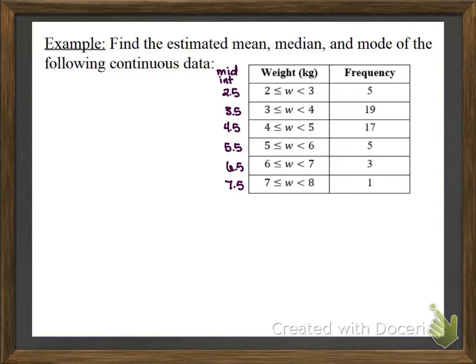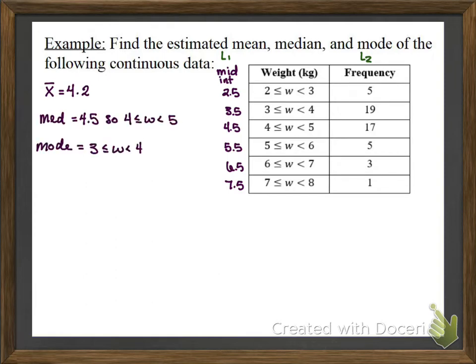So how we got that? For that first group, our lower bound is 2, our upper bound is 3. So 2 plus 3 is 5. 5 divided by 2 is 2.5. Do the same thing for every single group. That's how we get our mid-intervals. Those go in L1. Frequency goes in L2. Make sure you link that frequency list in when you do your 1-bar stat, and we get a mean of 4.2. Scroll down, the median, we get 4.5.